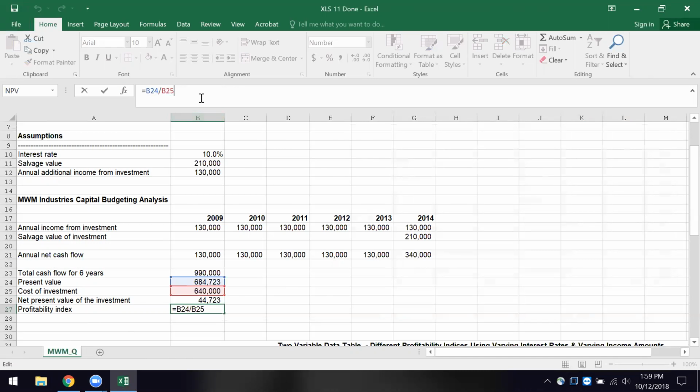So we see that the profitability index is B24, the present value of the investment, over B25, which is the cost. And that only makes sense. It says, what kind of return did I get for my money? All right. And what this is going to tell you is that for every dollar you invested, you made 6.9 cents. You made basically about a 7% profit.